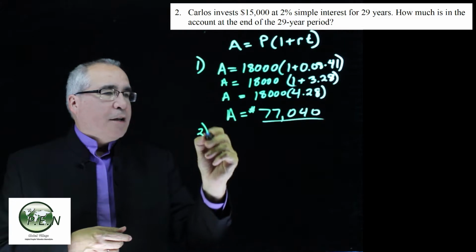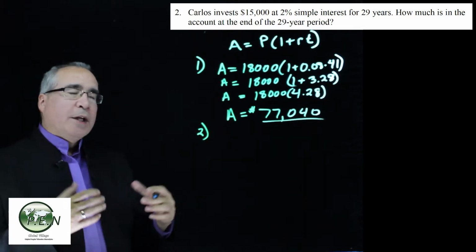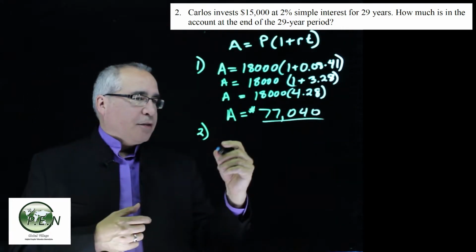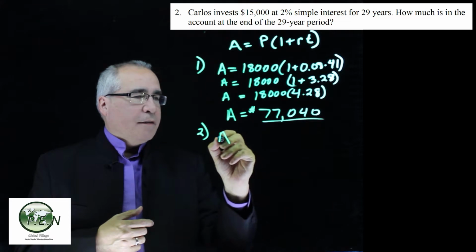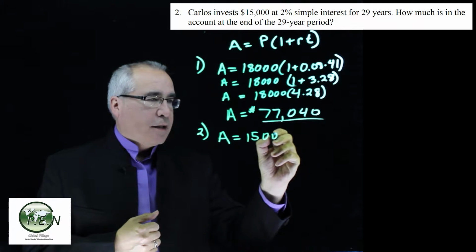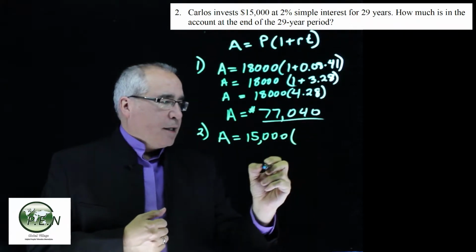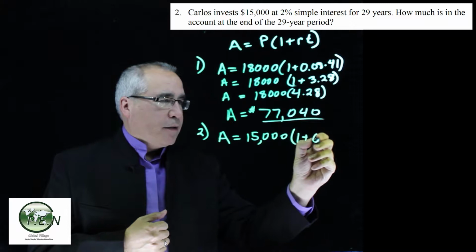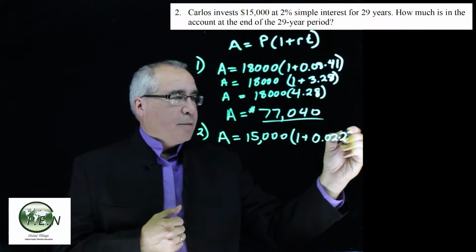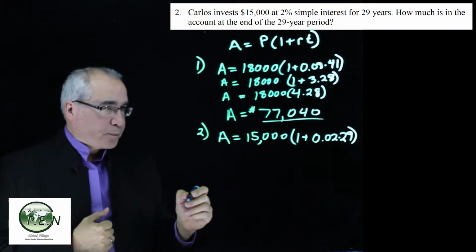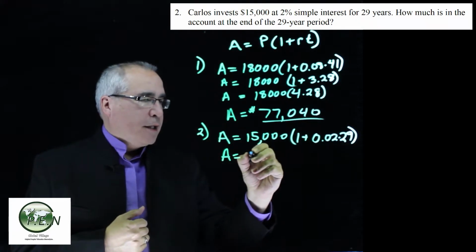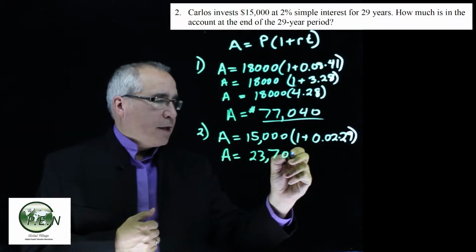Okay, so let's go ahead and set up question number 2. We have Carlos who's investing $15,000 at 2% simple interest for 29 years. So we want to again know the value at the end of the time period, the accumulated value. So we take our 15,000 and multiply it by 1 plus 0.02, that's 2% as a decimal, times 29 years. When we multiply all of this out, we get that our accumulated value is 23,700.